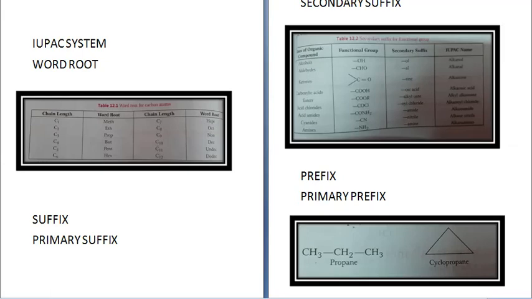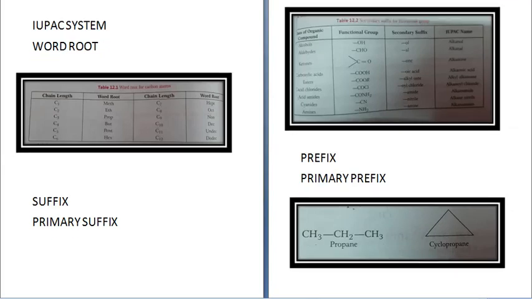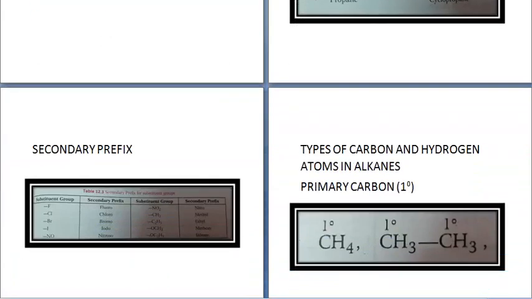Then comes the prefix. Prefixes also are of two types, primary prefix and secondary prefix. Primary prefix is used to distinguish a cyclic compound from an acyclic one. For acyclic nothing is written, but if the compound is cyclic, like this one, you will write cyclopropane, but if it is acyclic it will be simple propane. You will not use the term cyclo. Now we come to secondary prefix.